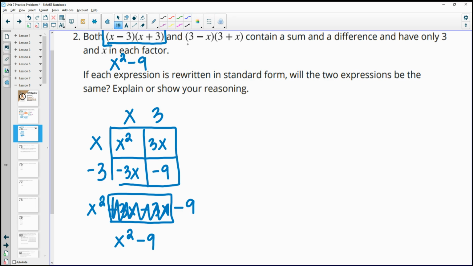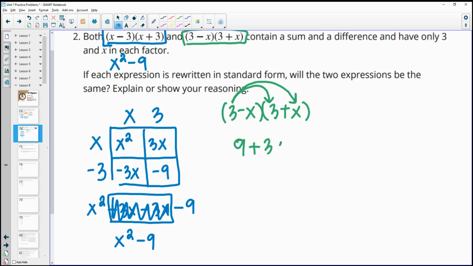Then in our second one, I'm just going to do this one using distribution. So I'm just going to distribute each term. So I'm going to go 3 times 3, which is 9. Then we need to distribute the 3 to the x. So 3 times x is a positive 3x. So now we've distributed the 3 to both terms.